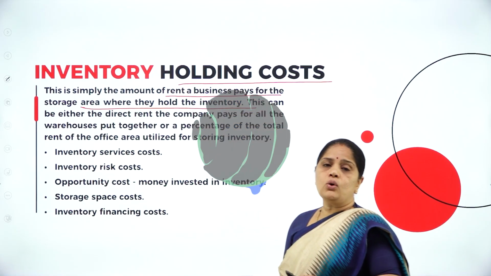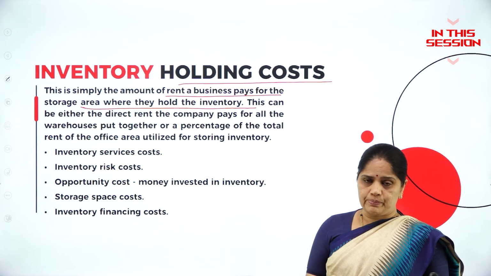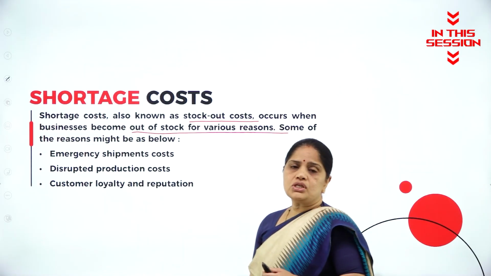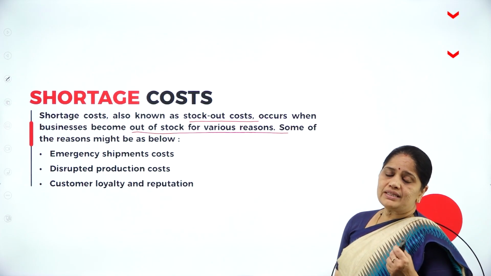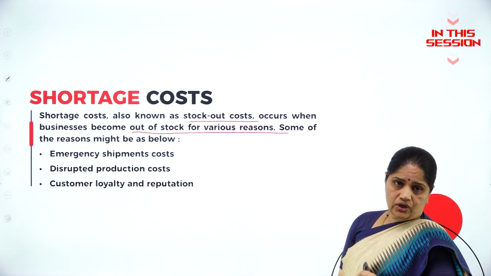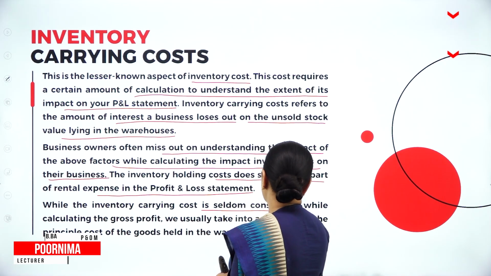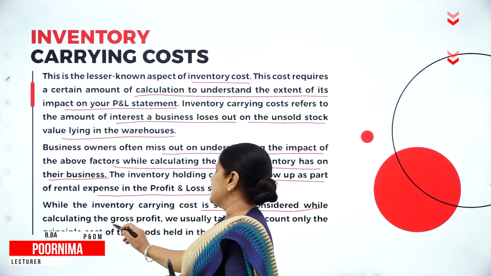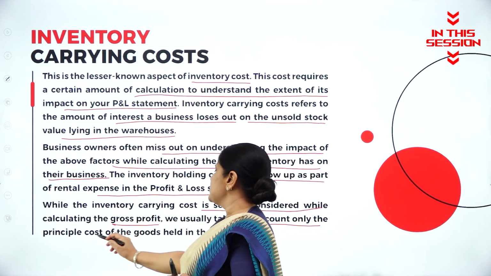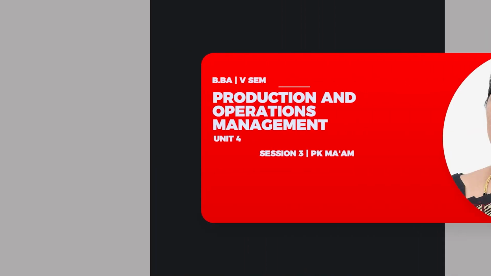So wherever they hold the inventory, the entire building rent, whatever the business is paying, that will be included in the holding cost. The shortage cost means, when the business runs out of stock for various reasons, we call it the shortage cost. While the inventory carrying cost is seldom considered while calculating the gross profit, we usually take into account only the principal cost of goods held in the warehouse.